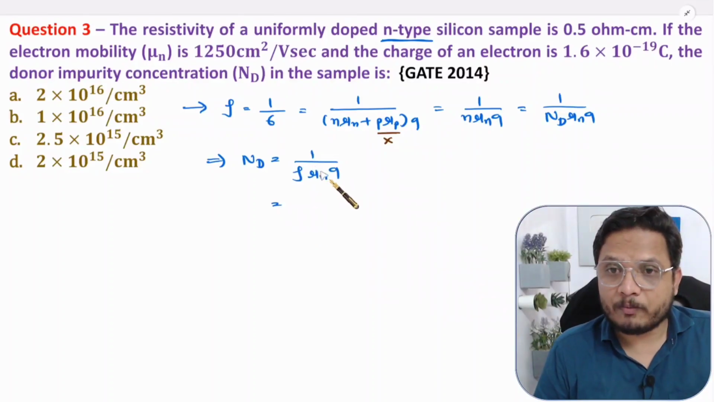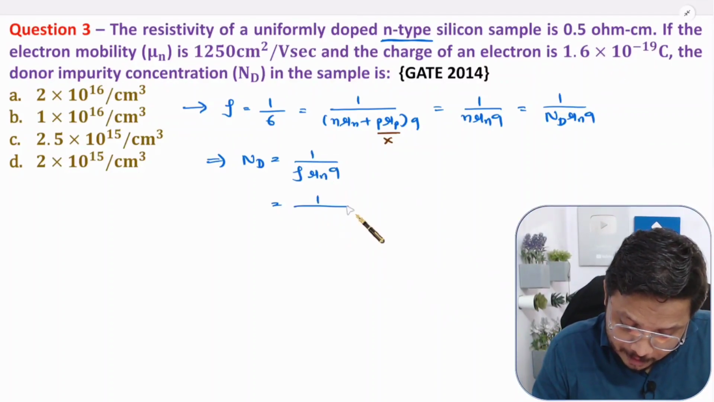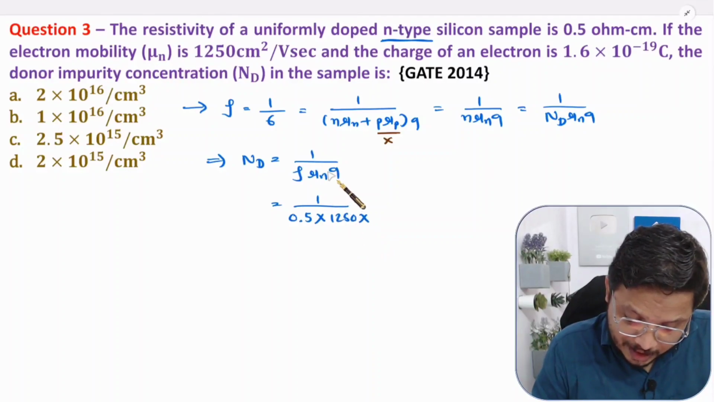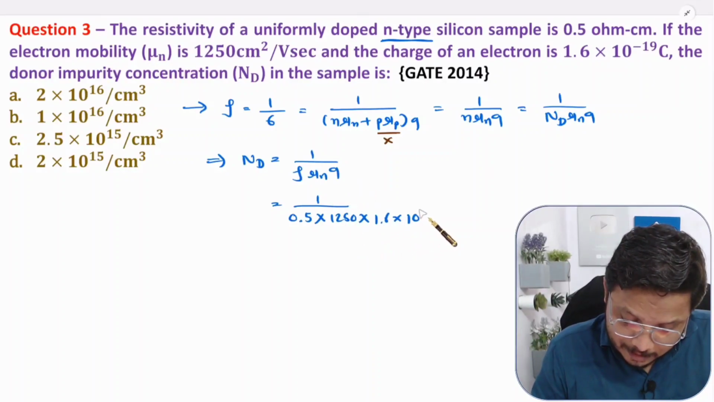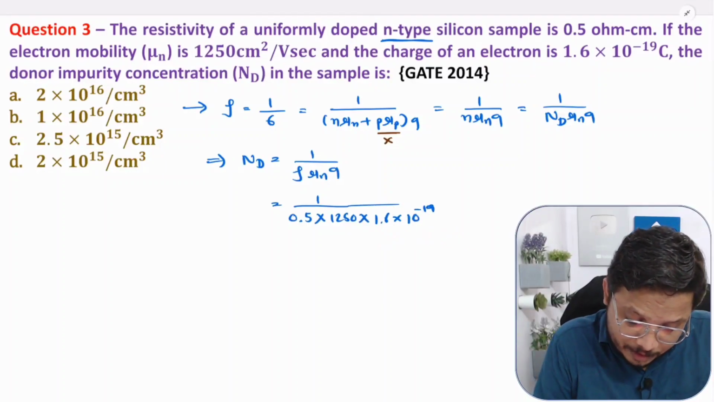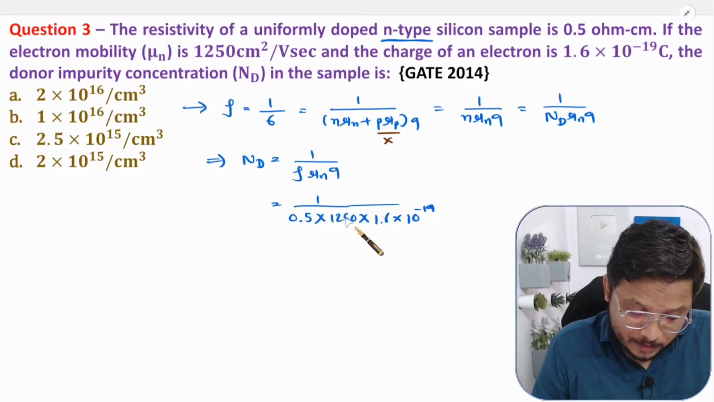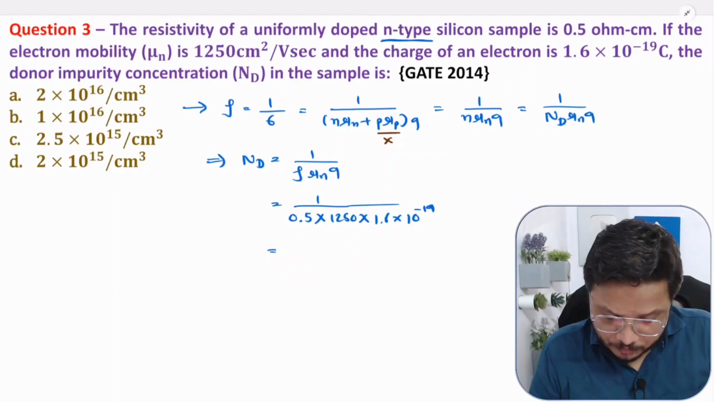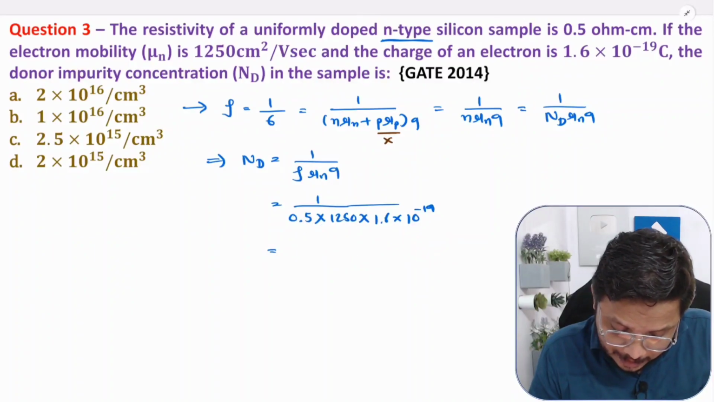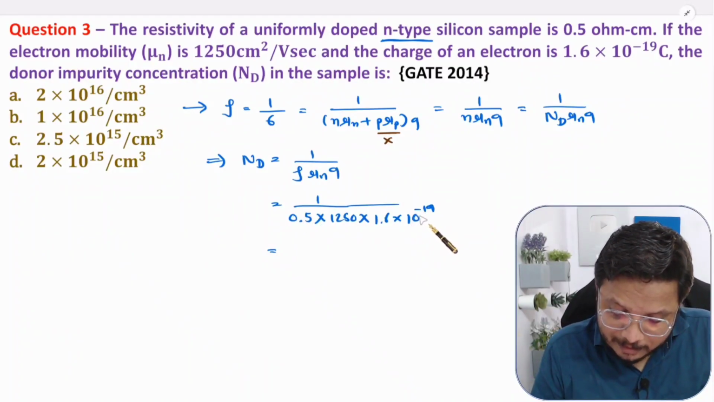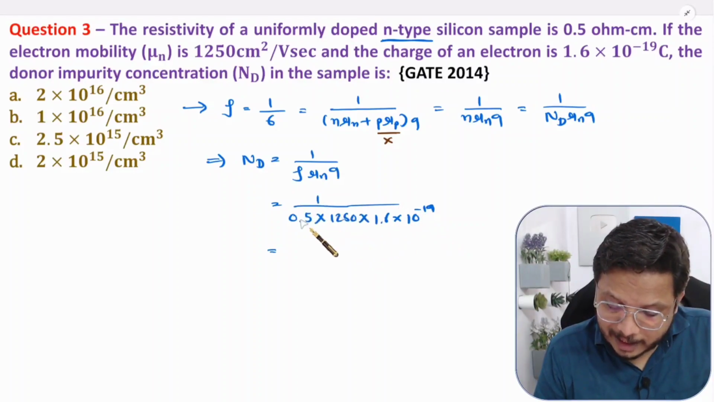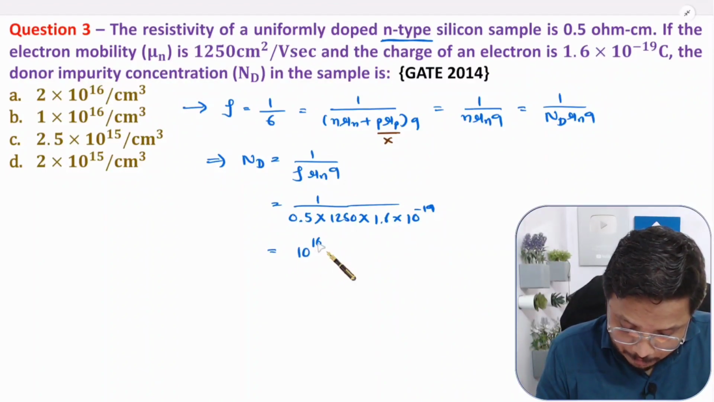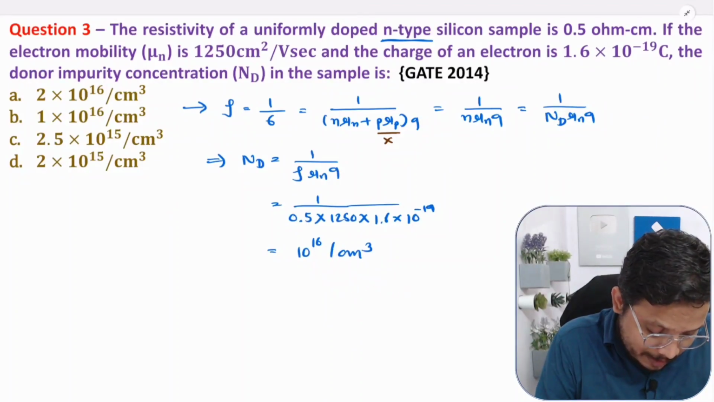Now all the data that we have: rho is 0.5. Then the electron mobility is 1250, and the charge is 1.6 into 10 to the power minus 19 coulomb, right? And if you observe the units here, they are in terms of centimeter, right? So your answer will come in terms of per centimeter cube. You don't need to go for conversion every time. So if you solve this, you will see this 10 to the power minus 19 goes to the numerator and you will have to solve this in a calculator. So your answer will be 10 to the power 16 per centimeter cube. So your correct option will be this, right?